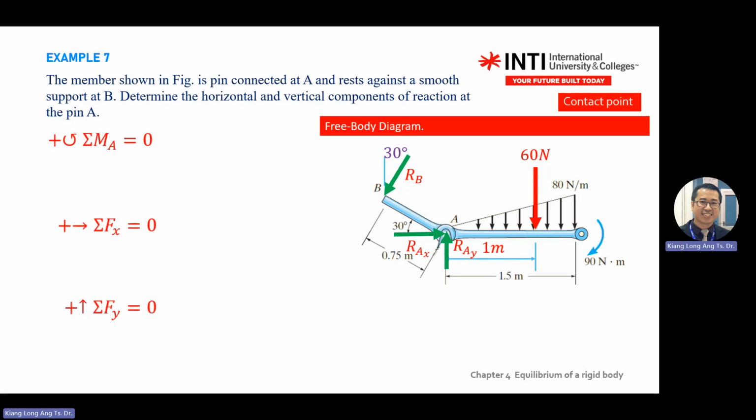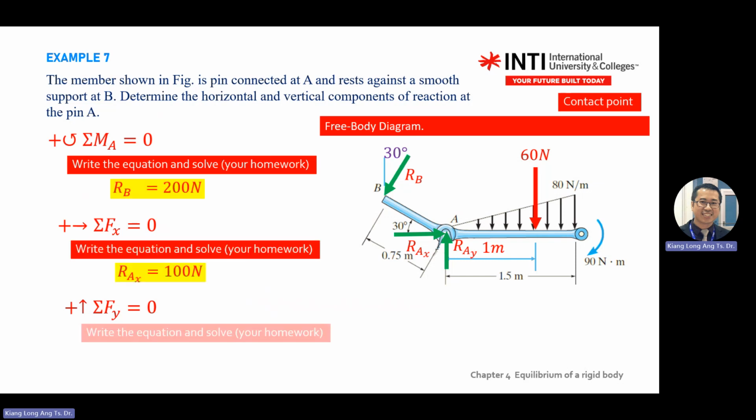Okay, by using equilibrium equation, you substitute and you get the answer. RB 200, RAX 100, RAY 230.